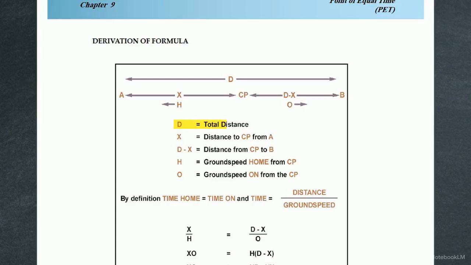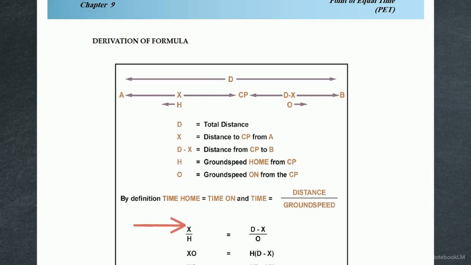This diagram illustrates the mathematical architecture of the route. We define the total route distance as d. The distance from our departure point to the critical point is our unknown variable, x. This makes the remaining distance onward, d minus x. The speed variables depend on direction. H is ground speed returning home, while O is ground speed continuing onward.